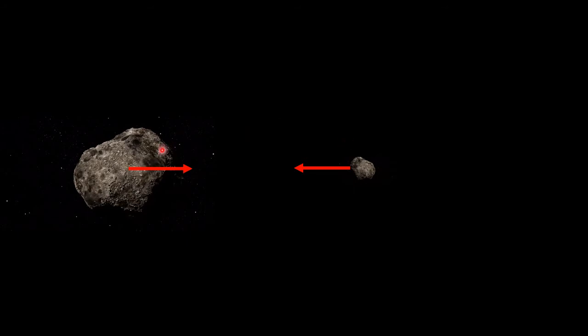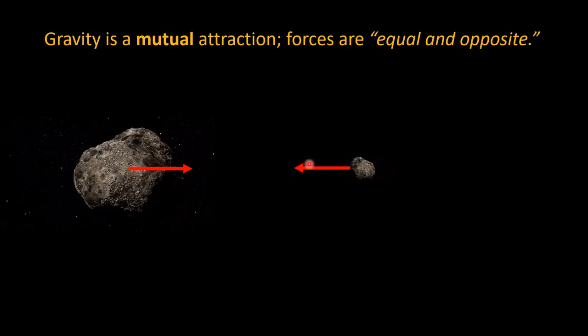The point here is that gravity is a mutual attraction. They're both pulled towards each other, and those two forces are, we say, equal and opposite, which is slightly ambiguous language, because how can they be opposite if they're equal? It just means that the strength is equal. So if this one's getting tugged with 2 billion pounds of force, this one also gets pulled with 2 billion pounds of force, but the forces point in opposite directions.